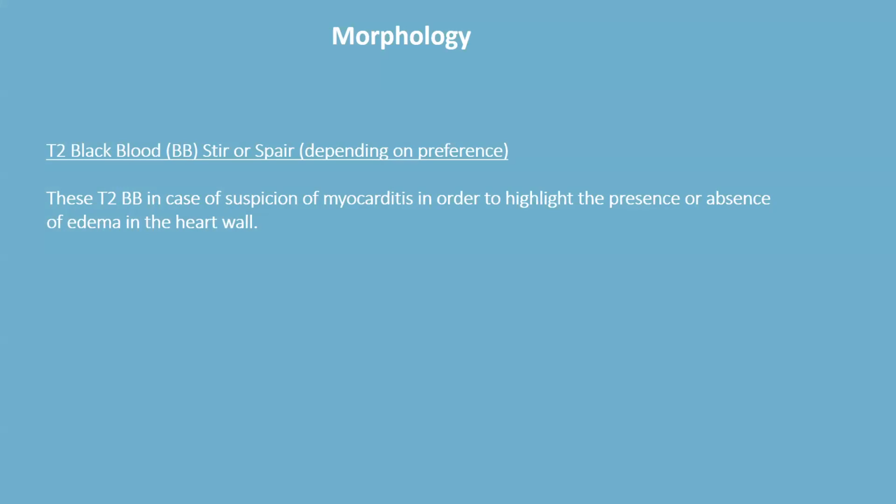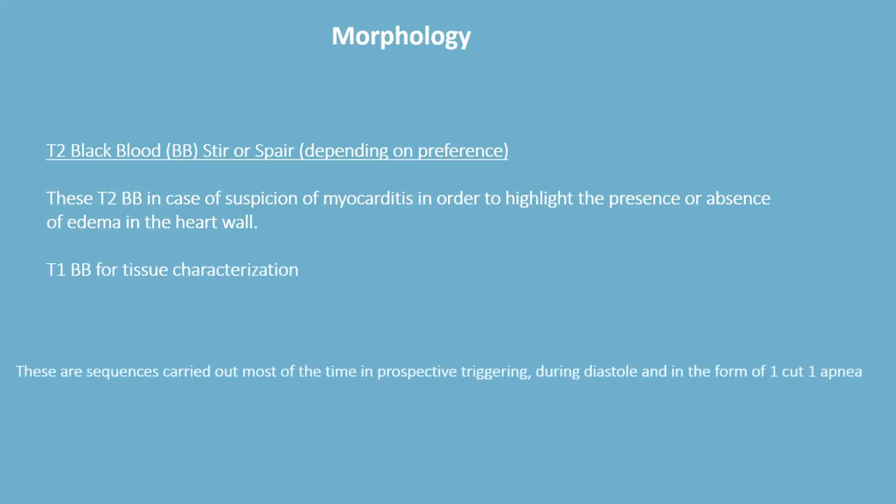The T2 black blood, steer or spare, depending on preference. This T2 is used in case of suspicion of myocarditis, in order to highlight the presence or absence of an edema in the heart wall. Also, the T1 black blood for tissue characterization. These are sequences carried out most of the time in prospective triggering during diastole, in the form of one slice per one apnea.